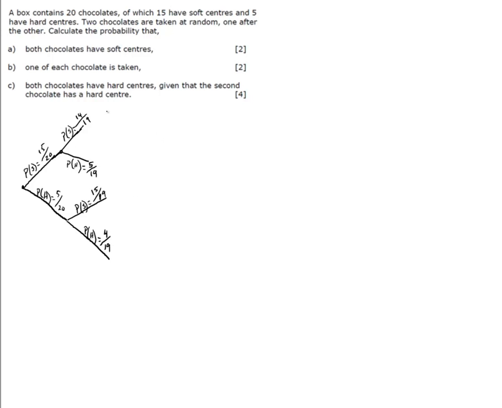Now, both chocolates have soft centers, so we want the probability of soft and soft. Well, soft and soft, the only way that can happen is along the top of the tree. So that's going to be 15 out of 20 multiplied by 14 out of 19, which is 210 out of 380. So that's the probability of soft, soft.